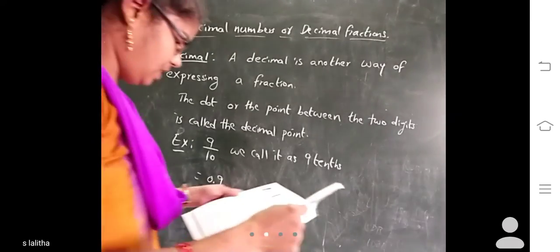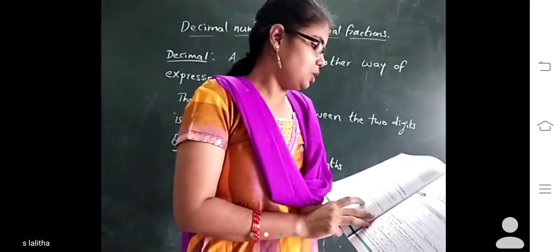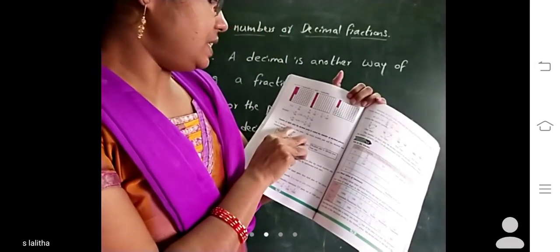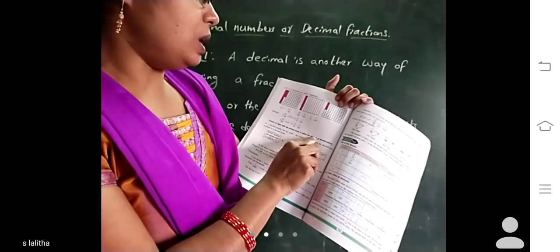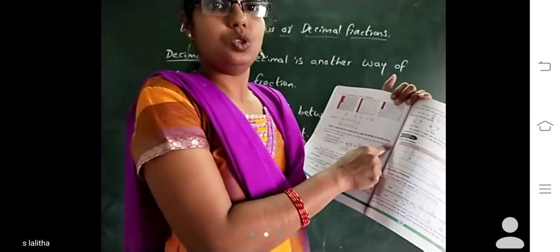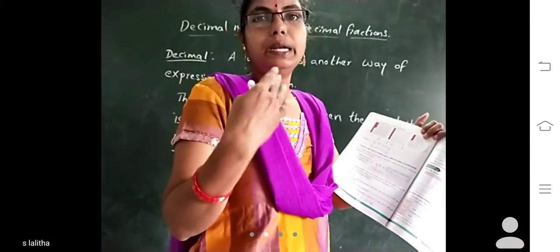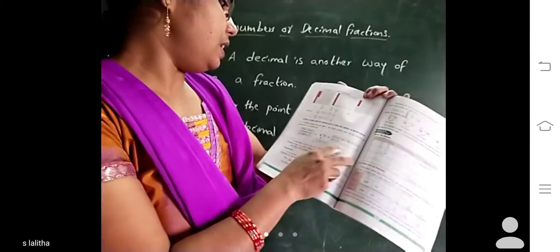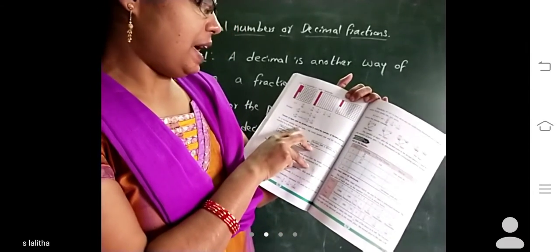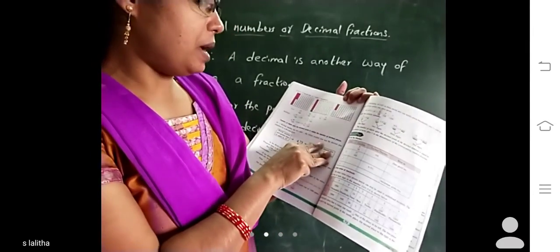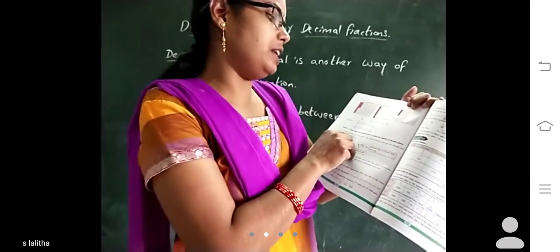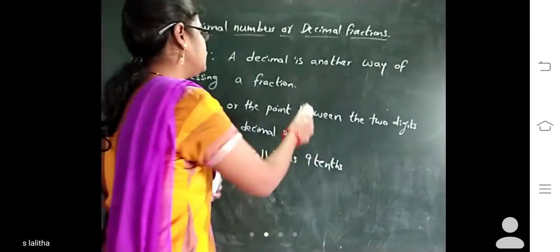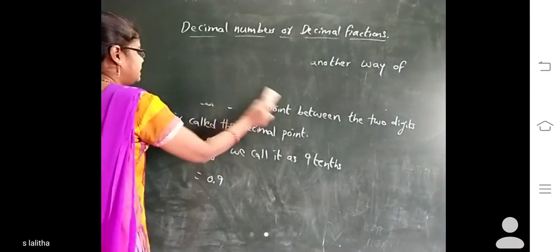Next, see the page number 72 in the textbook. The number of digits after the decimal point is called the number of decimal places. So, the number of digits after the decimal point, what do you call them? Decimal places. Okay. Next, see here. A decimal number has two parts: the whole number part and the decimal part, separated by a decimal point. So a decimal number has two parts, one is the whole number part and the other is the decimal part.